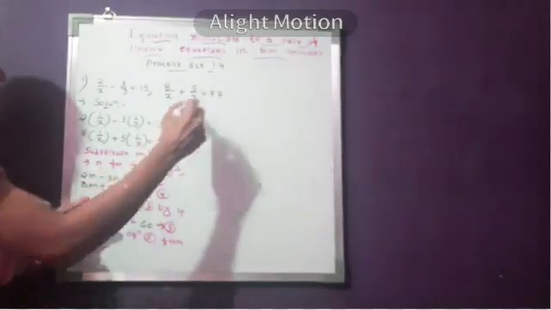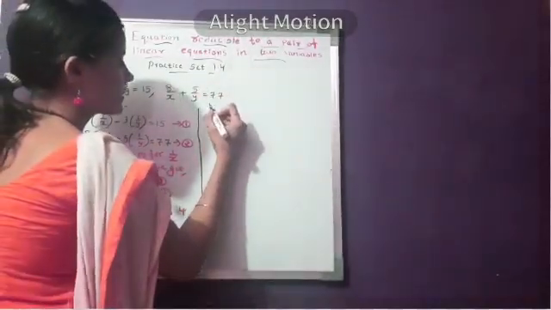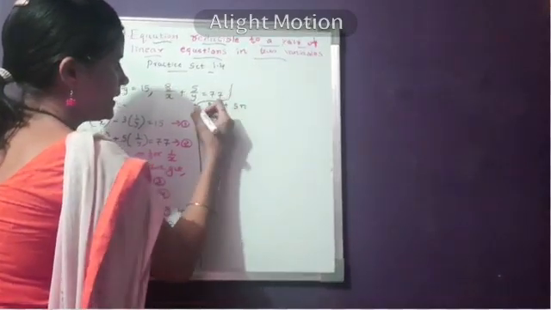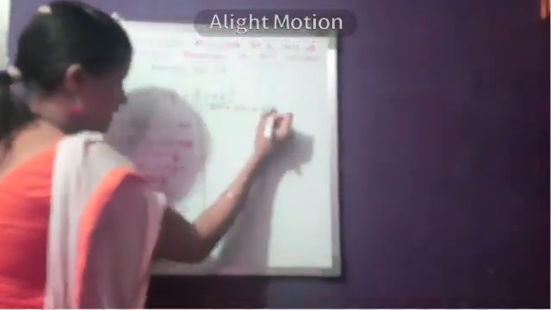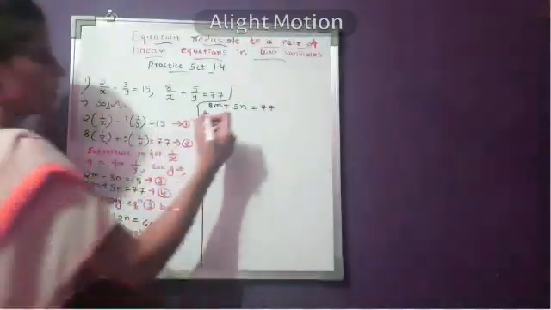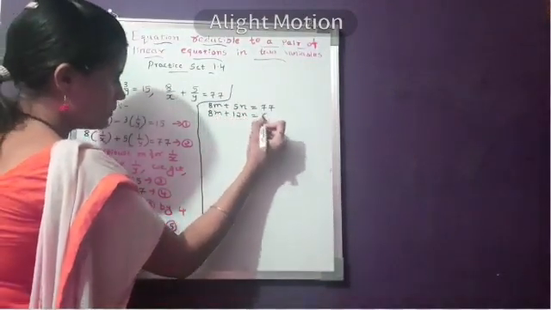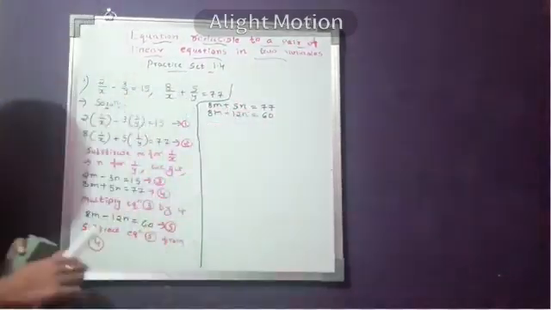Where is your equation number 4? That is 8m plus 5n is equal to 77. And your equation number 5, what you got just now? 8m plus 12n equal to 60. Fine. 8m minus 12n is equal to 60.